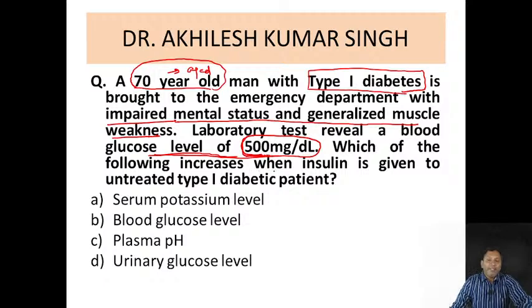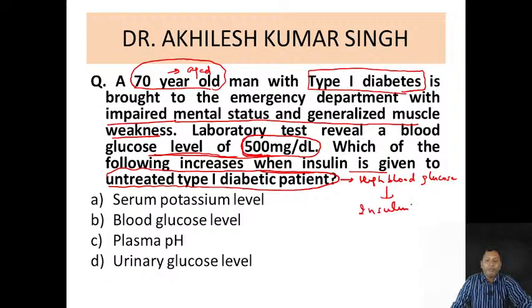So which of the following increases? If we give insulin to the untreated type 1 diabetic, and untreated means the person has a high blood glucose level, what will happen when you give insulin to this person? Insulin will lead to a decrease in the plasma glucose level, and it will also decrease the potassium level.